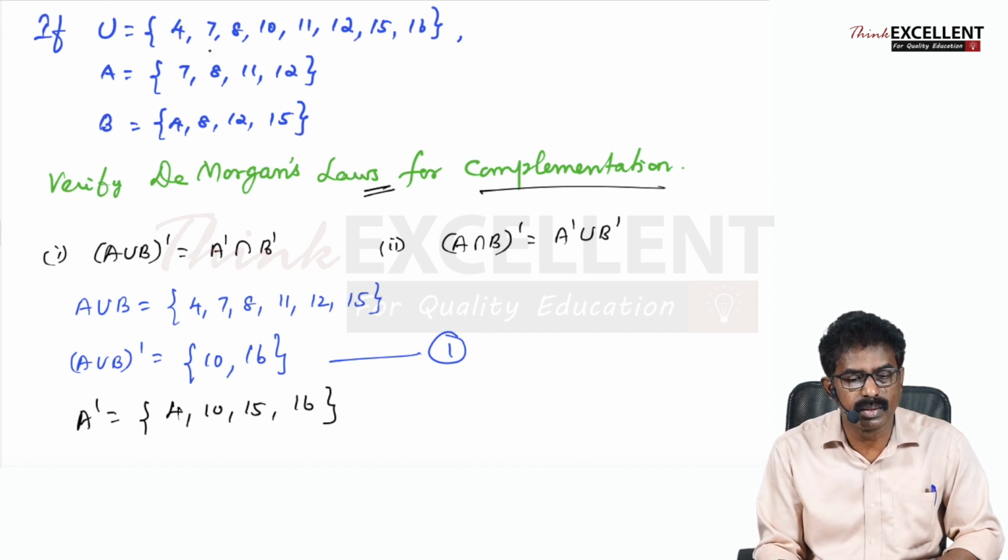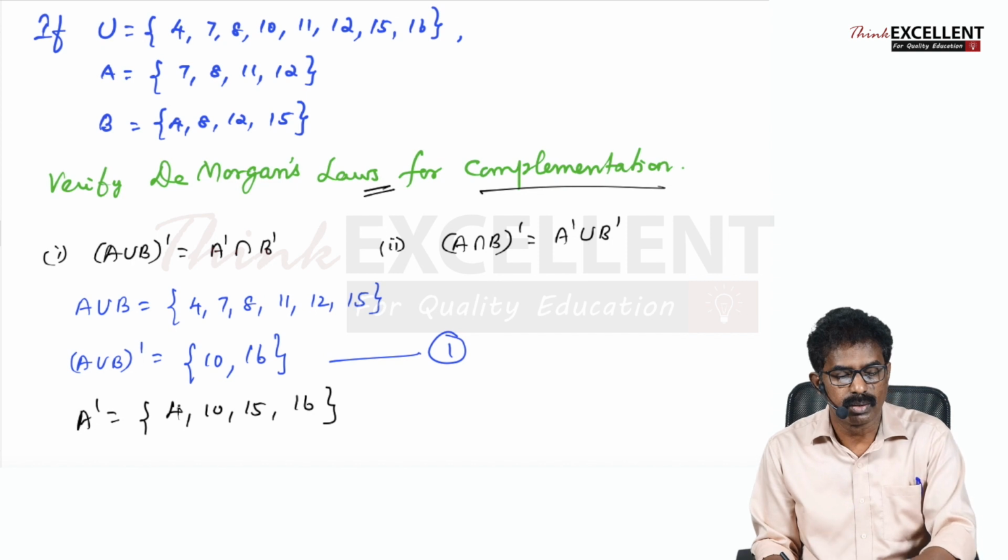So 4, 7, 8 you cannot take. 10 you can take. 11, 12 you cannot take, 15, 16. Okay, so this is A dash.